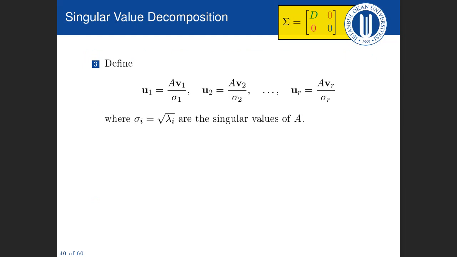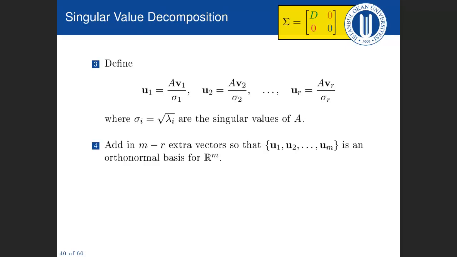Step 3. For each one of these vectors between 1 and r, where r is the rank of A, we're going to do u1 is Av1 divided by sigma 1, u2 is Av2 divided by sigma 2, etc., all of the way up to ur is Avr divided by sigma r, where each one of these sigma i's are the singular values of A. We need to have m orthonormal vectors, and so far we only have r orthonormal vectors, so we're going to have to add in an extra m minus r vectors so that we do get an orthonormal basis for Rm.